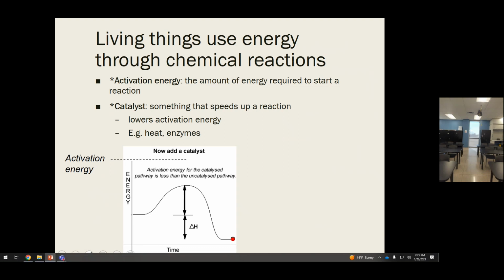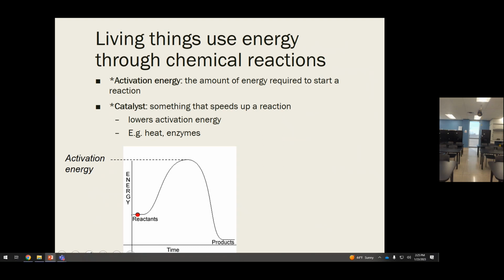Activation energy: you can't just have a reaction occurring spontaneously without energy being put into the reaction. Sort of like if you're lying in bed, you need to invest some energy in the act of getting up before you can do anything else. A catalyst speeds up a reaction by lowering the amount of energy required to start that reaction.